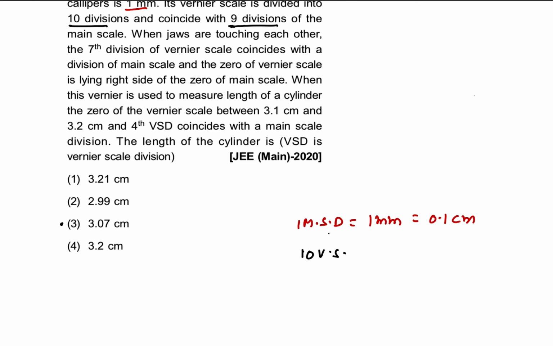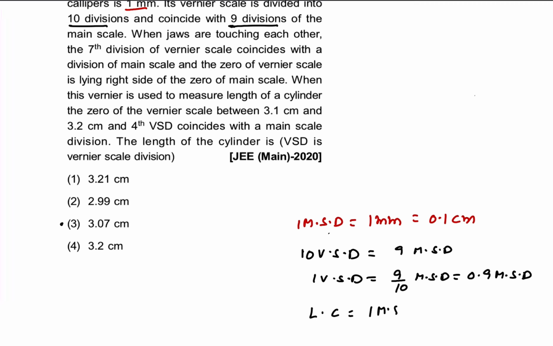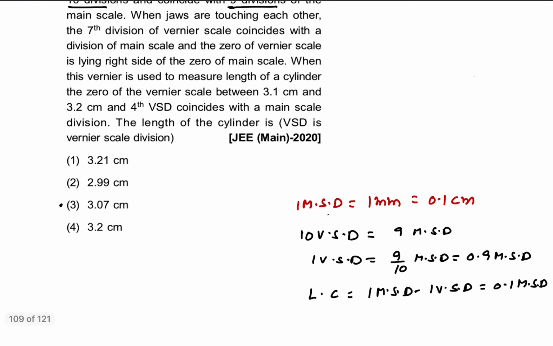So you can write 10 VSD is equal to 9 MSD. We can write 1 VSD value is equal to 9 by 10 main scale divisions. That is 0.9 main scale division. Least count we can write as 1 MSD minus 1 VSD. If I subtract the 1 VSD from this, we can write it as 0.1 main scale division.